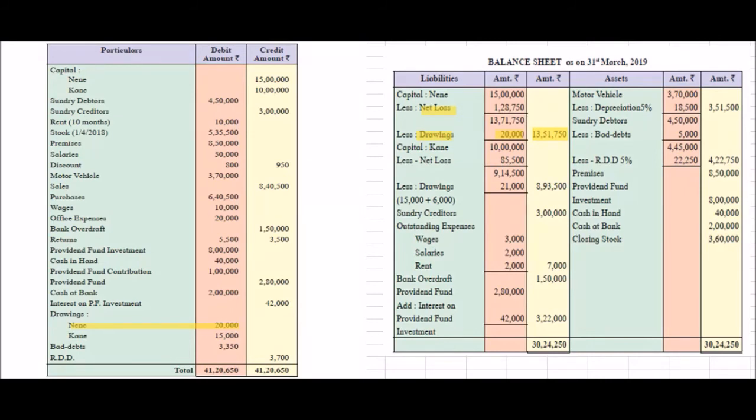Next, we need to calculate the capital for Kane. Kane's opening amount is 10 lakhs. He got a net loss of 85,000 rupees, which we calculated in the P&L account, shared in the ratio of 6:4. And his withdrawals amount is 21,000 rupees. Kane's withdrawals, so that we are deducting.